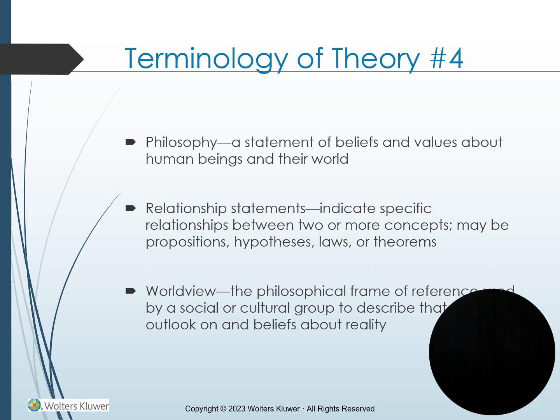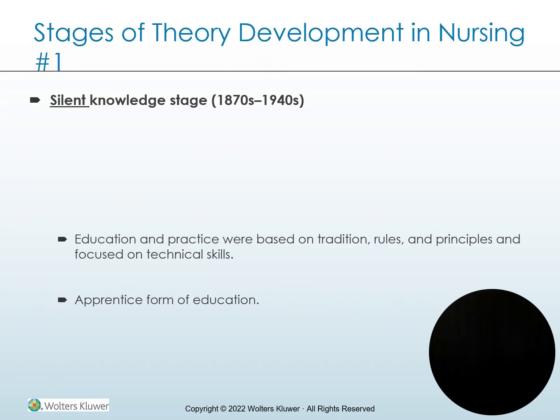We also have philosophy, a statement of belief and values about human beings and their world. Relationship statements indicate specific relationships between two or more concepts, maybe propositions, hypotheses, laws, or theorems. We also have worldview, the philosophical frame of reference used by a social or cultural group to describe the outlook on and beliefs about reality. So those are some of the terminologies that are used in relation to theory.